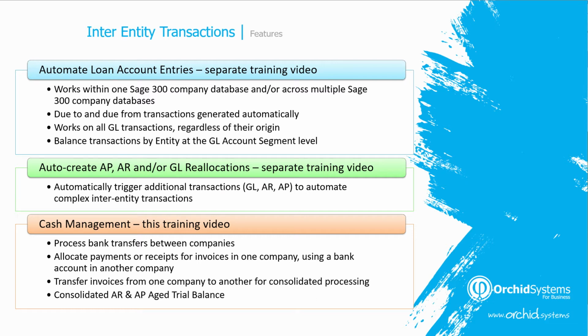There's also a consolidated accounts receivable and accounts payable age trial balance, which allows you to report on the same customer and vendor across multiple databases.